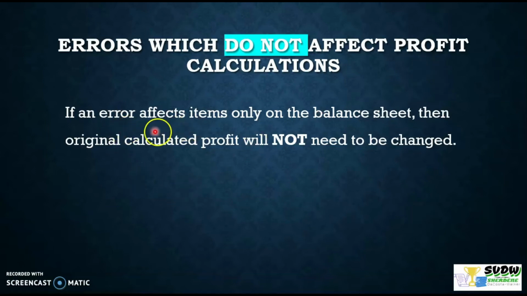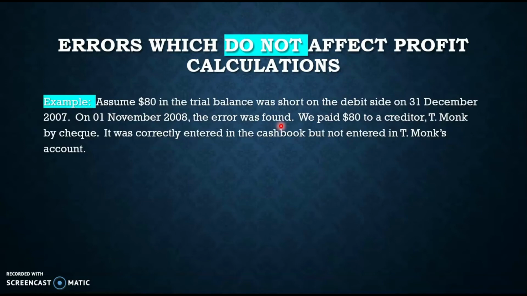If any error affects items only on the balance sheet, so if the error only affects assets, liability, and capital, then the original calculated profit will not need to be changed. So you don't have to make any adjustment to the profit figure, because these errors would not have affected anything that would be used to calculate the profit.